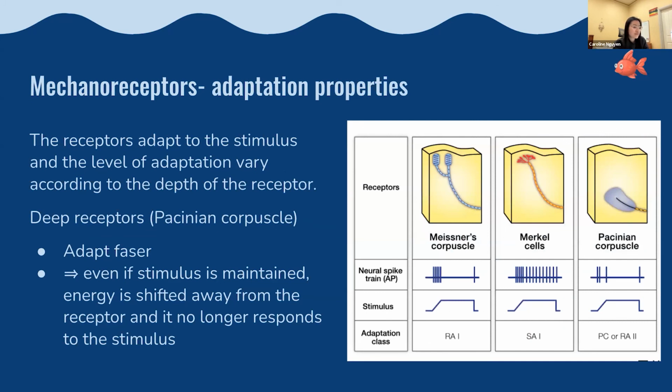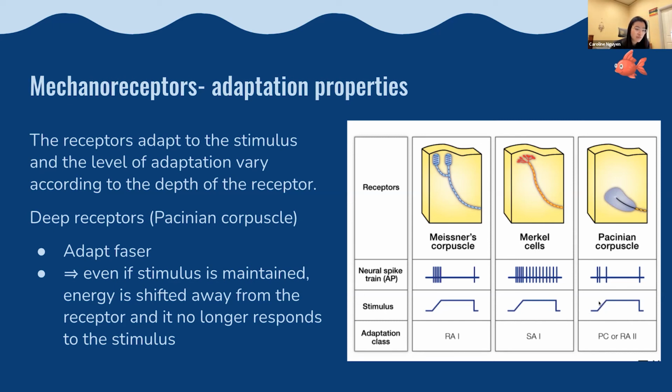Mechanoreceptors. Out of Meissner's corpuscle, Merkel cells, and Pacinian corpuscle, we can see that they have different neural spike trains in response to the same stimulus. So the receptors adapt to the stimulus and the level of adaptation varies according to the depth of the receptor. The Pacinian corpuscle is a lot deeper. Therefore, with the stimulus right here, say this is something touching your hand.